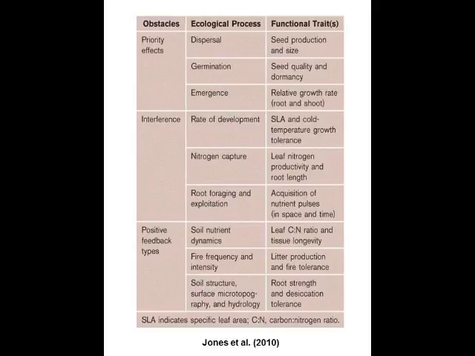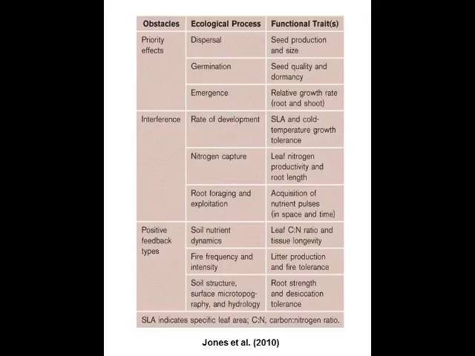So you can say for example, an obstacle of a priority effect. This means, for example, that a cheatgrass has priority over a perennial bunch grass if it germinates faster or gets to the site first. It has the upper hand. And so the ecological processes that are associated with the priority effect obstacle are dispersal, germination, emergence. The functional traits that can confer each of those are what are shown.